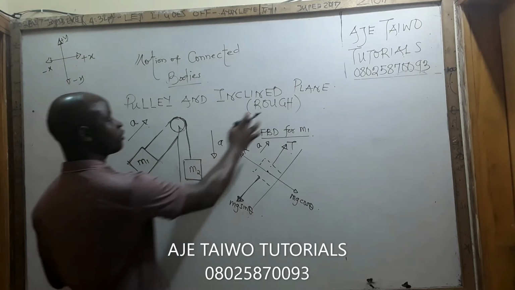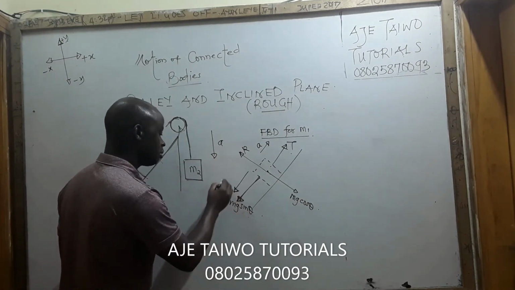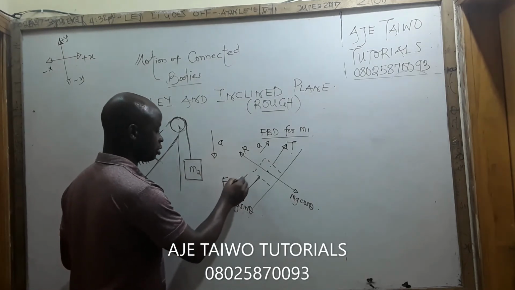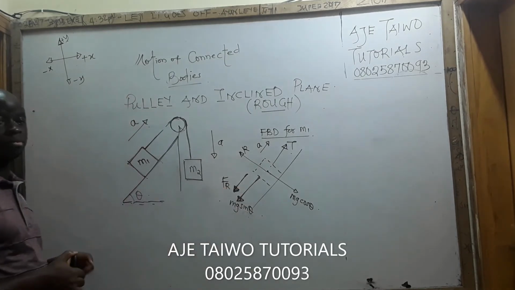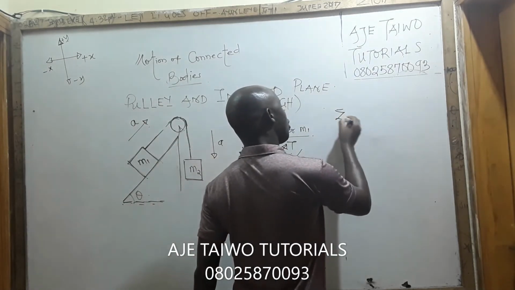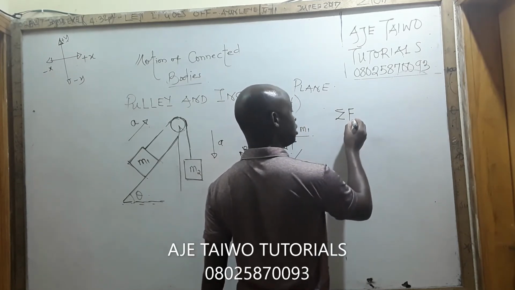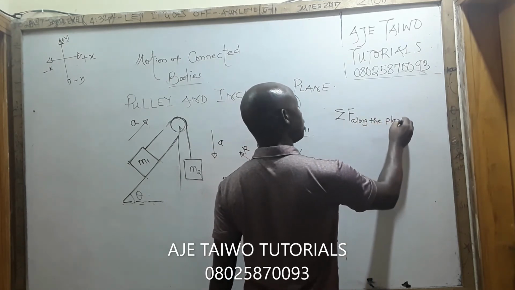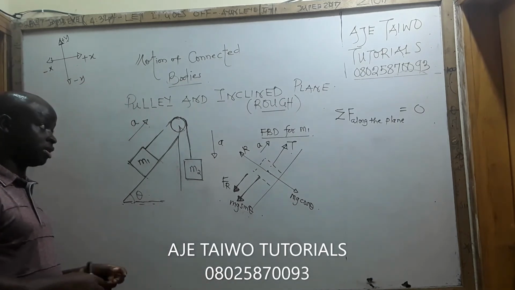Now because it's a rough surface, there will be what? Frictional force that will act against motion. Okay. So what do we say here also? We say summation of forces along the plane equals to 0. Summation of forces along the plane.